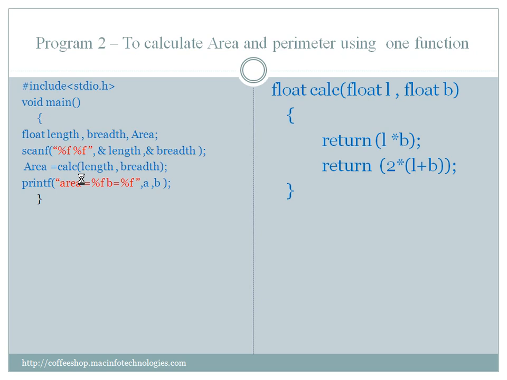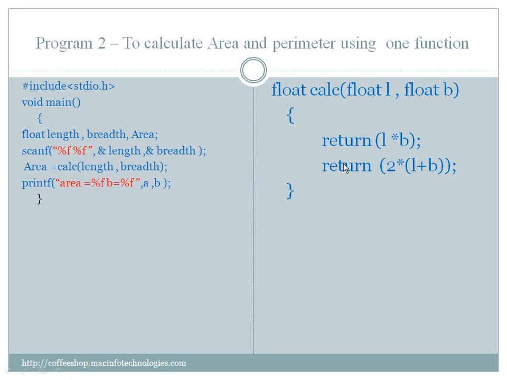So to calculate area and perimeter using one function, I want only one function to do both tasks. So I've declared length, breadth, area. I have to declare one more variable, perimeter, here. Then we say scanf, we take input from the user, length and breadth, and we send the values here, length and breadth, to the calc function.